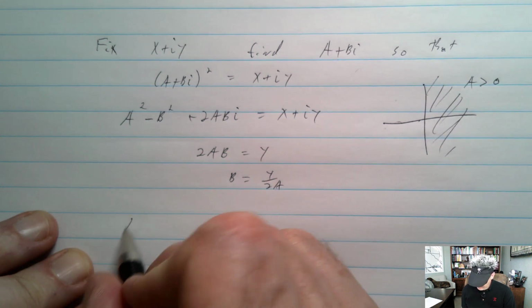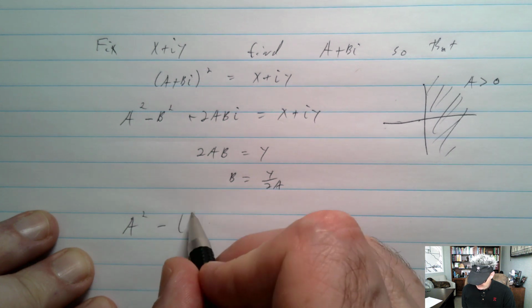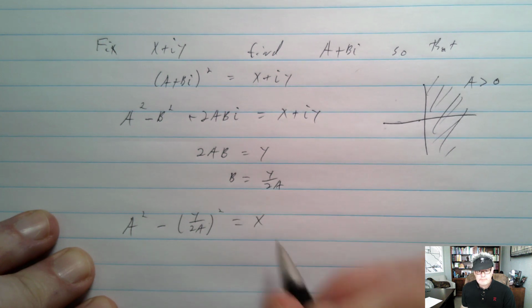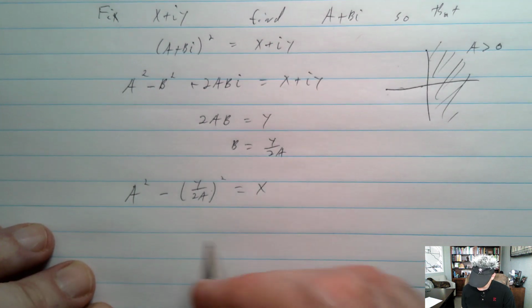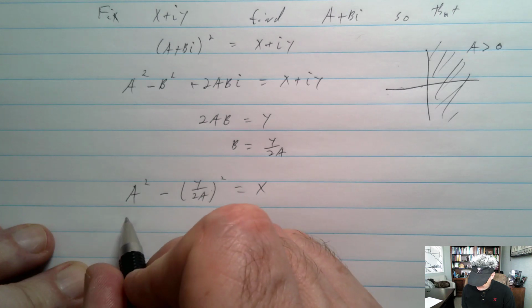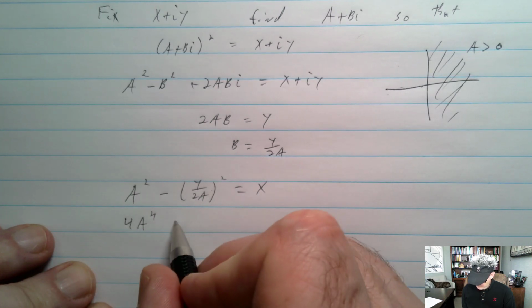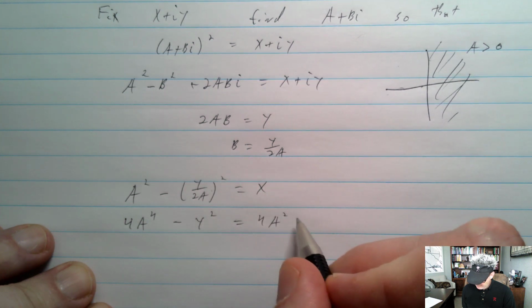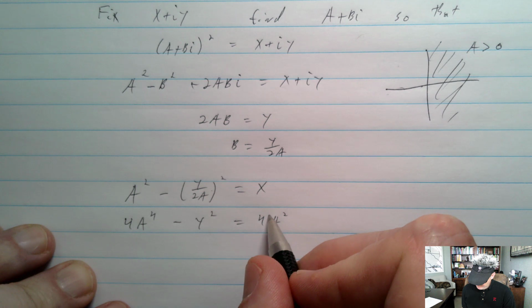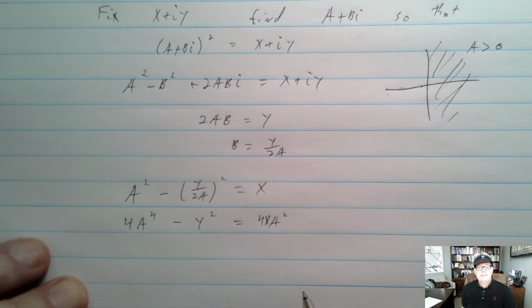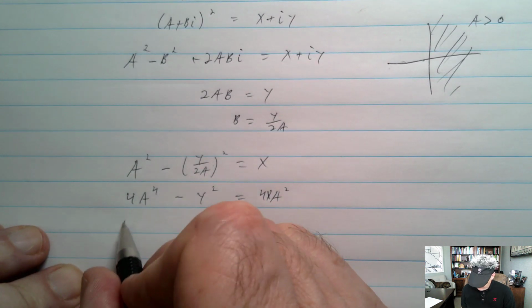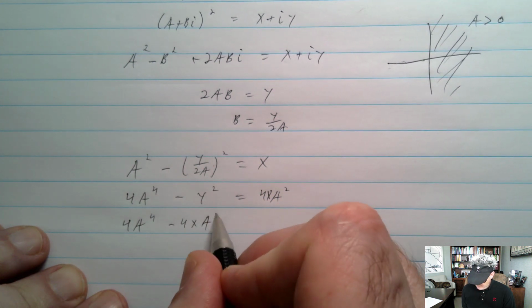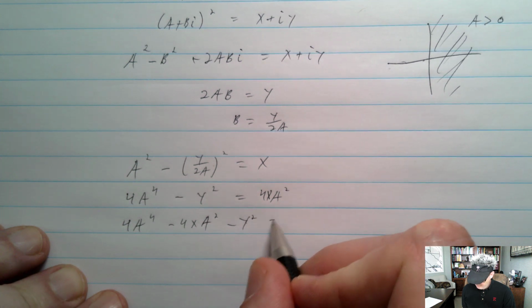The real equation is a squared minus b squared. I'll substitute in what b equals, and that has to equal x. So let's multiply through by 4a squared. That gives me 4a to the 4th minus y squared equals 4a squared x. Since a is my variable, I'll put the x right here. Move everything over: 4a to the 4th minus 4x a squared minus y squared equals 0.